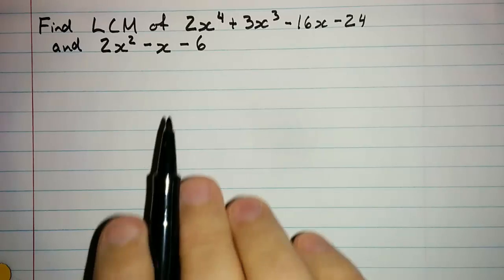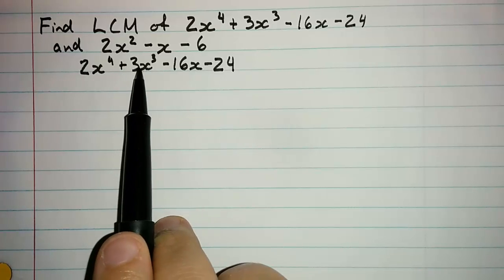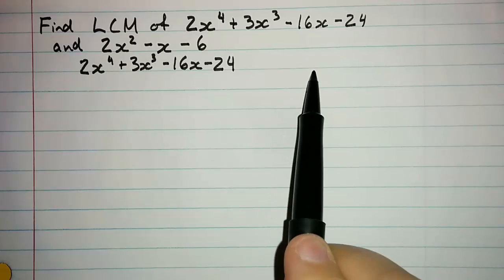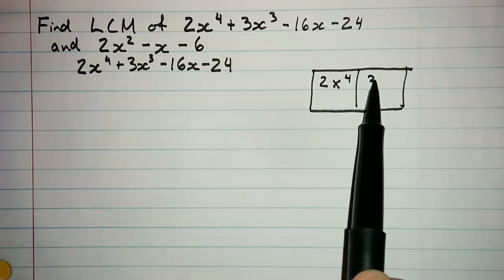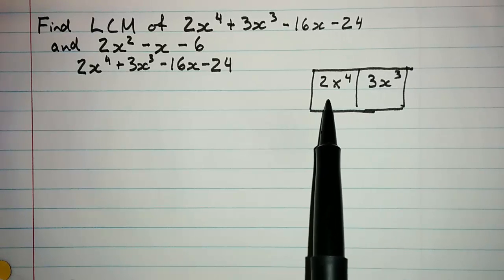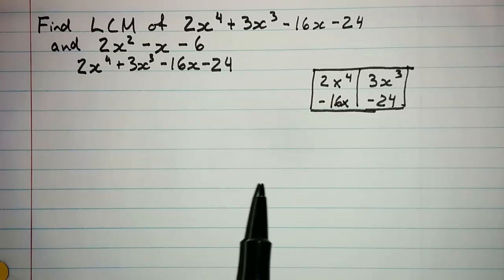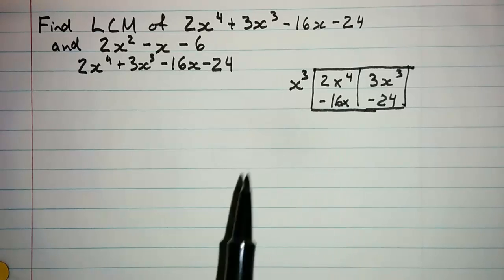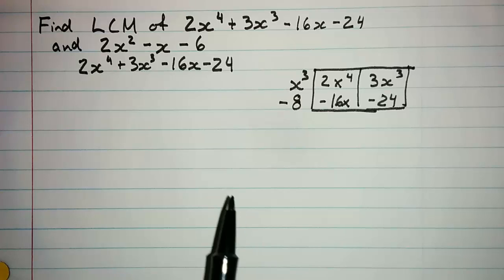All right, we'll want to start by factoring each polynomial. This one has 1, 2, 3, 4 terms and no common factor. So I'll factor it by grouping. 2x to the 4th, 3x cubed, negative 16x, negative 24. Greatest common factor of this row is going to be an x cubed. Of this row, an 8, almost certainly negative.